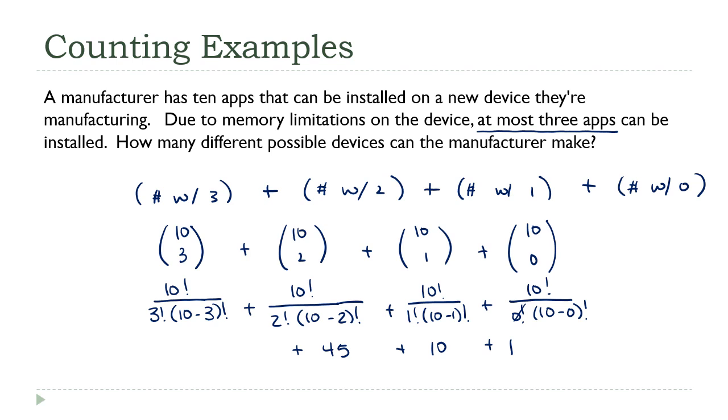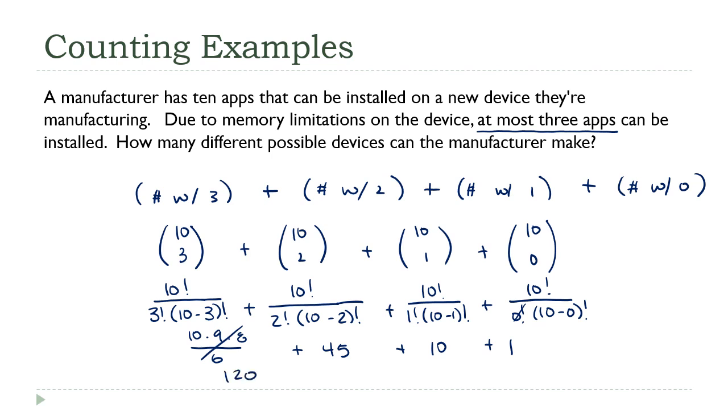And this last one, this is 10 factorial over 10 minus 3. That's 7 factorial. So that's 10 times 9 times 8 divided by 3 factorial. 3 factorial is 3 times 2 times 1. That's 6. So this is 10 times 9 times 8 divided by 6. 9 times 8 is 72. 72 divided by 6 is 12. 12 times 10 is 120.